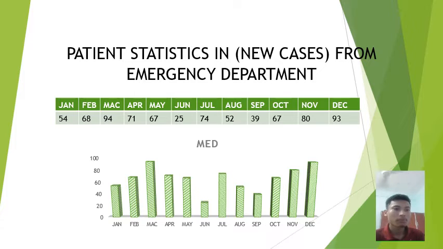Then from April to June, the total patient decreased to 25 patients, which is the lowest statistic in that year. Then it increased suddenly in July and slowly decreased until September. Then it increased back in October and consistently increased until December, which the total patient in December is 93 patients. Okay, that's all from me.